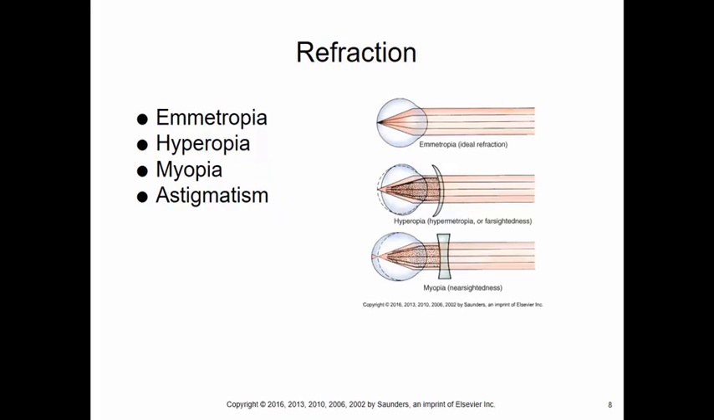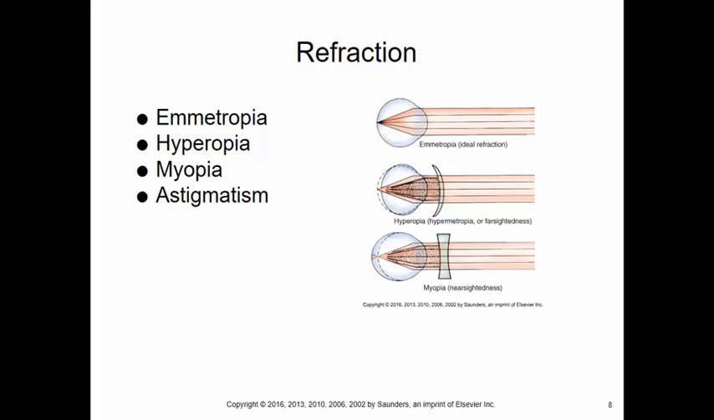Let's talk a little bit about refraction. Refraction is the bending of light rays, which is, like I said earlier, how we see objects on our retina. We take those light rays and bend them, and a picture is produced on our retina. Emmetropia is when we have perfect refraction of light.